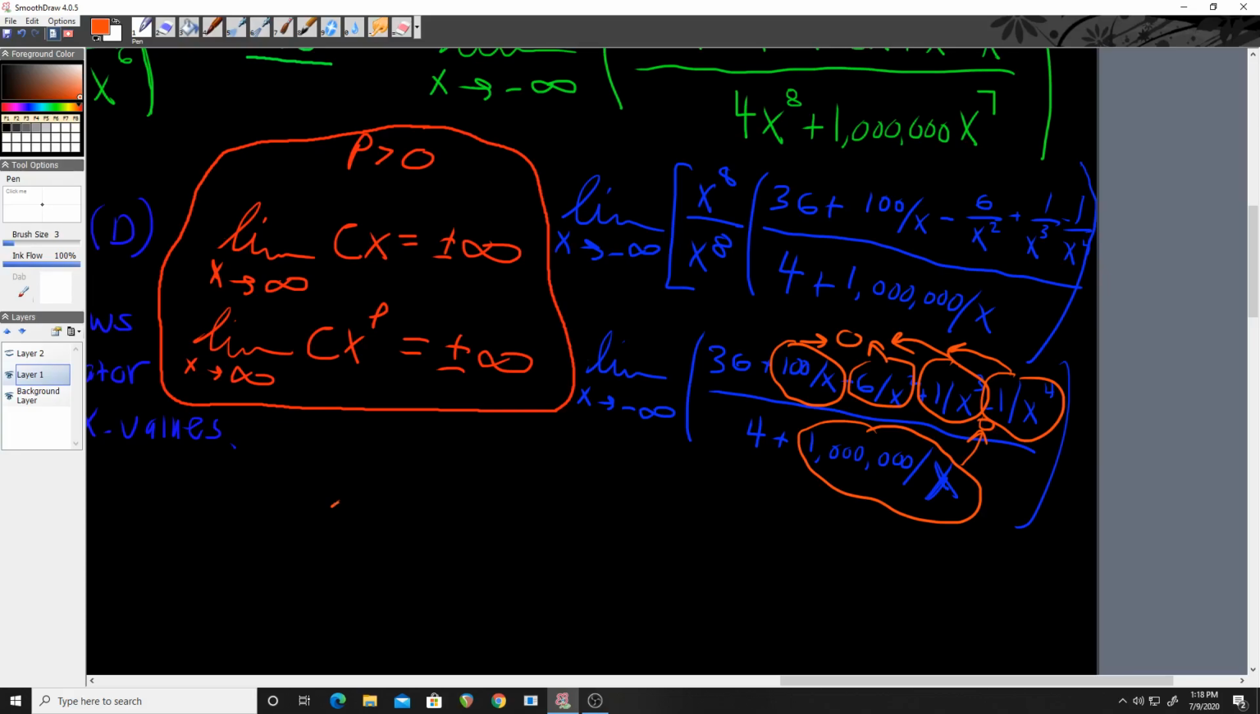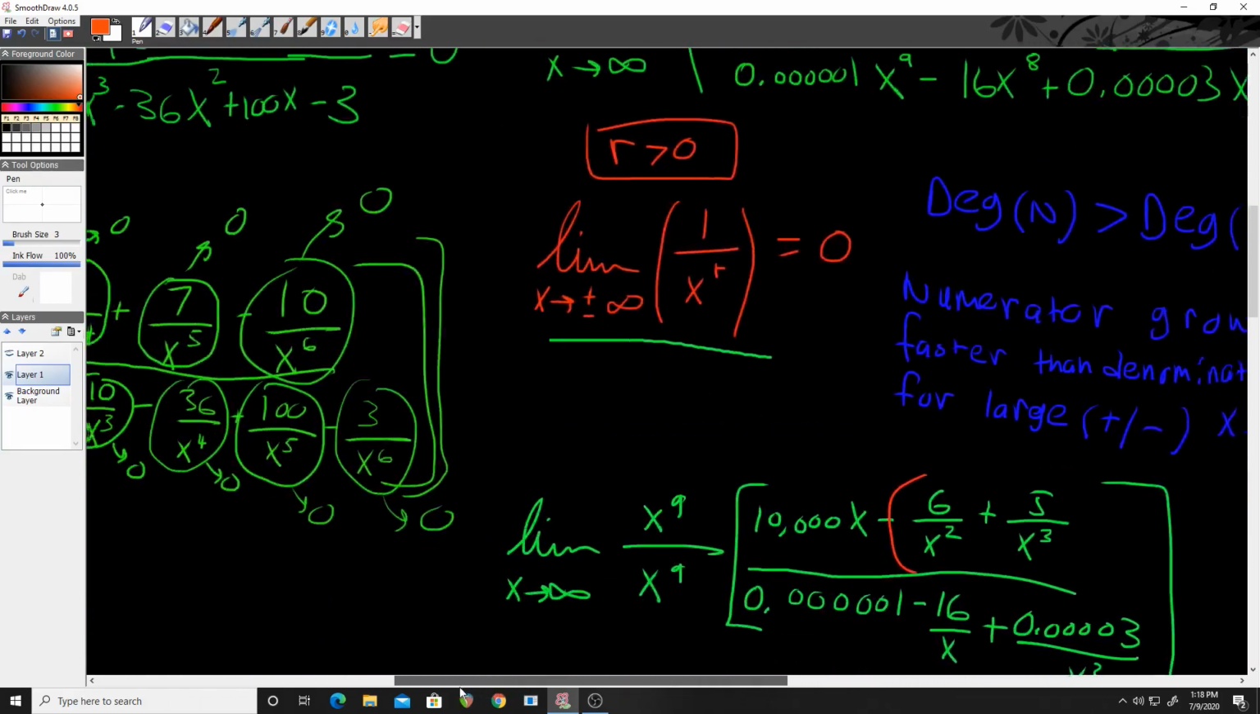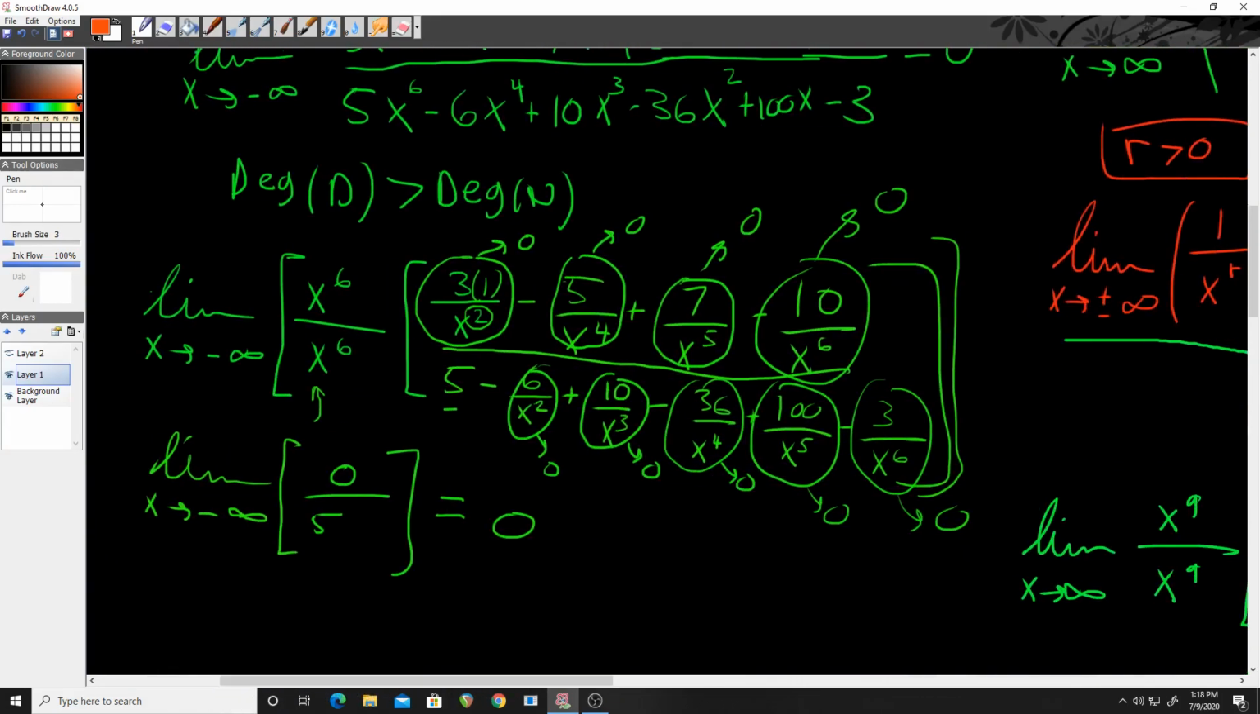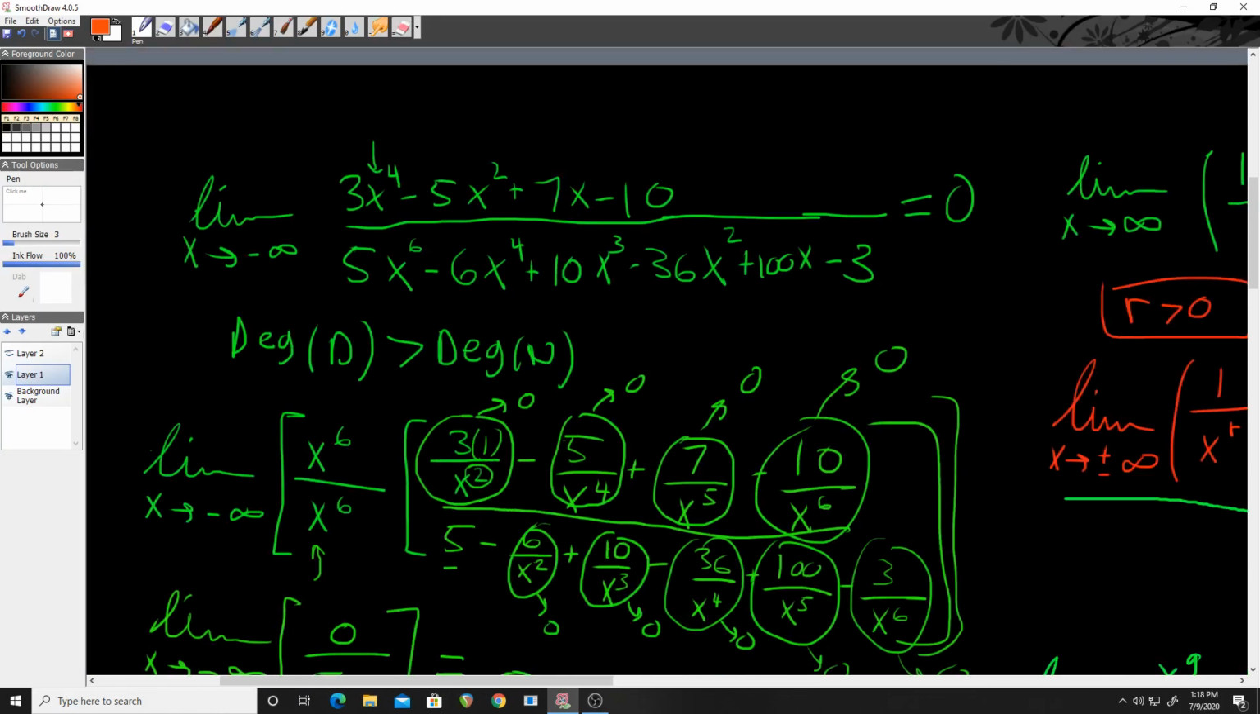What are we left with? Limit as x approaches negative infinity of 36 over 4. And 36 over 4, no matter if you're going in a positive or negative direction, this is going to be positive 9. Okay? So at this point, hopefully you should be equipped to deal with any of these problems that involve a ratio of two polynomials.